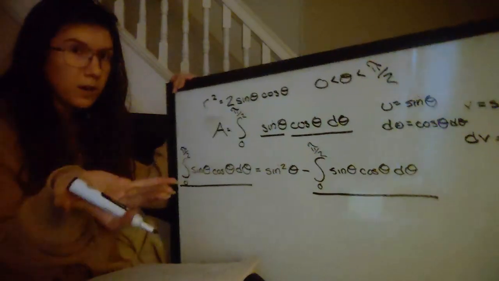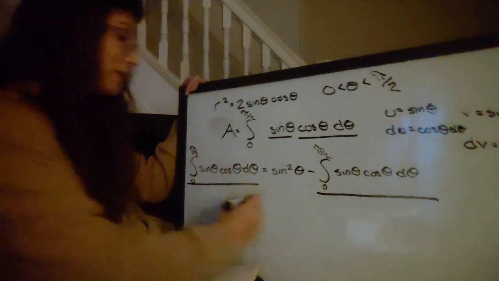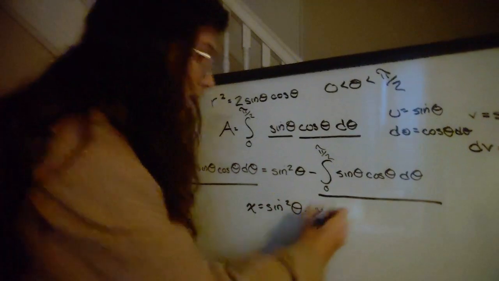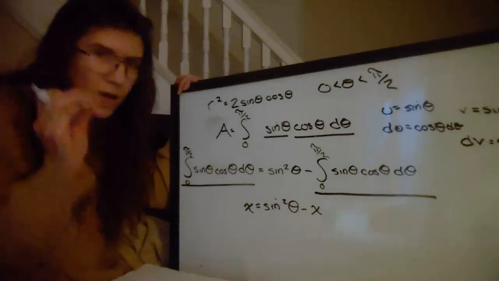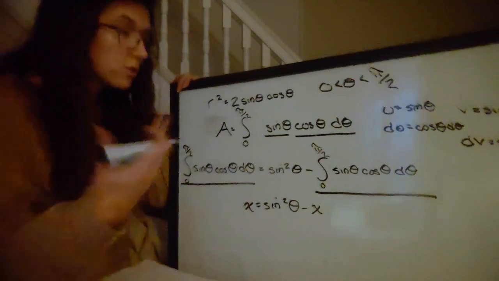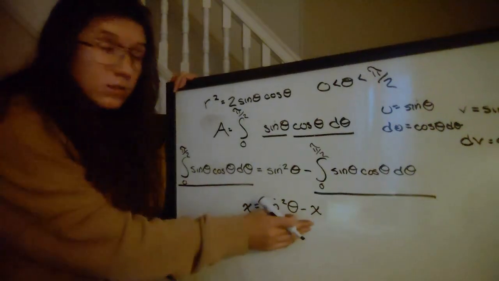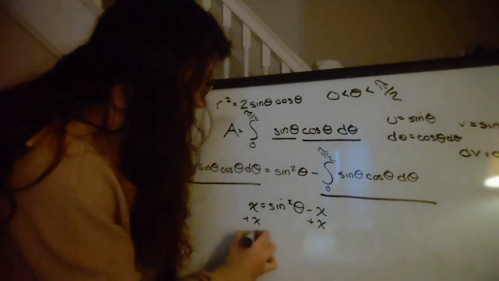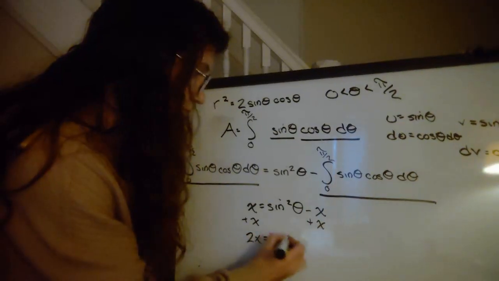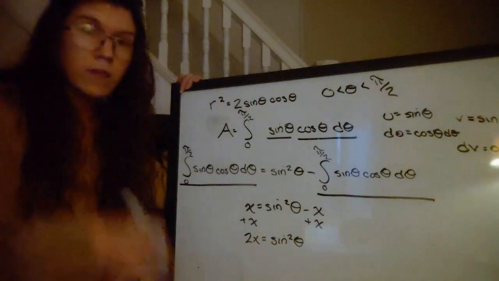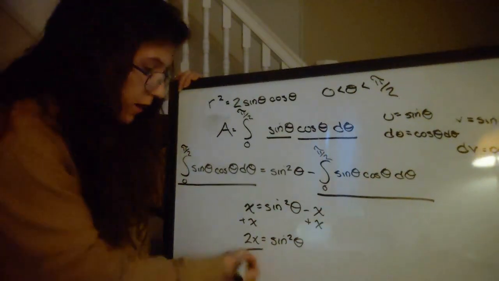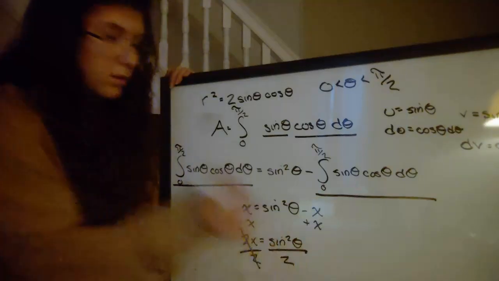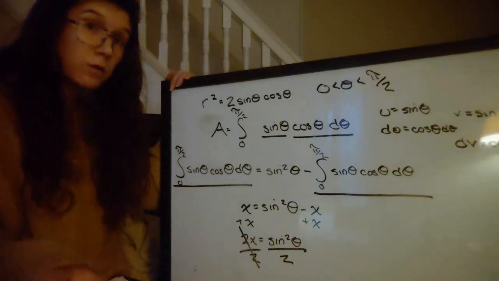So I can basically treat them like an x. This is basically like I have x equals sine squared theta minus x. Because they're the exact same thing. It's going to be a number. So if I wanted to solve for x, wouldn't I add x to both sides? And I would get 2x equals sine squared theta. And then to solve for x, wouldn't I divide by 2? So x equals sine squared theta divided by 2. That's how I would do it if it was an x.